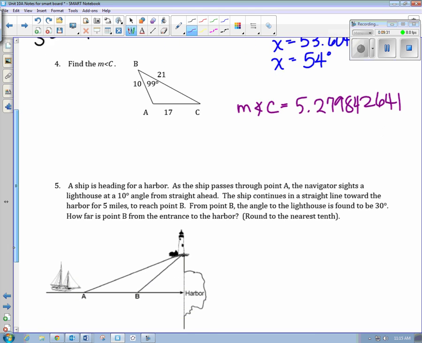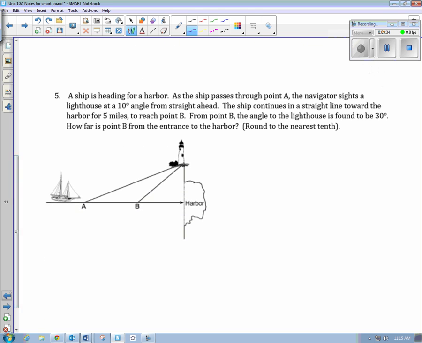Question 5 deals with one of the real-world examples. It says a ship is heading into the harbor. It passes through point A and sights the lighthouse at a 10-degree angle. So that's going to be your angle of elevation. And then it moves along 5 miles, and it reaches point B, and it says that here it sees an angle of 30 degrees. They're asking how far point B is to the entrance of the harbor. So we are technically looking for this measurement that's right here.